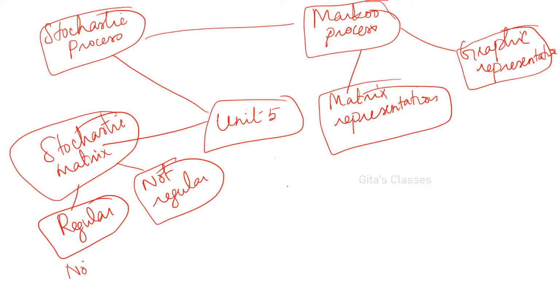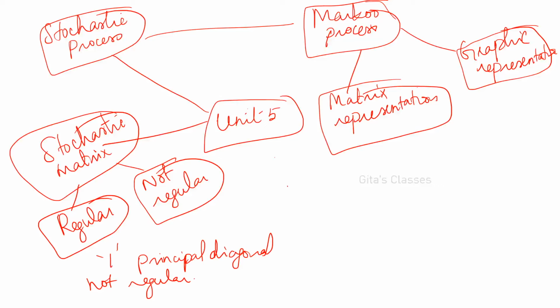And one more important note: if you have 1 in the principal diagonal of the stochastic matrix, then it is not regular. By seeing that, you need not calculate P squared, P cube and so on. Then it is not regular. From there itself you can decide whether it is regular or not.